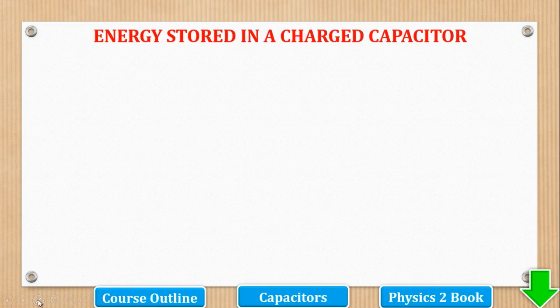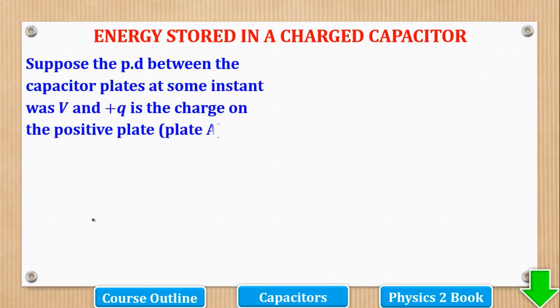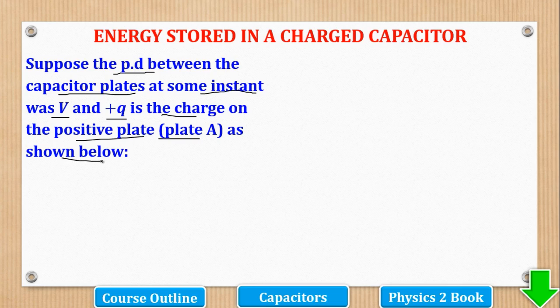So now we can start our topic, energy stored in a charged capacitor. We shall need to derive the formula for the energy stored. Suppose the PD between the capacitor plates at some instant was V, and positive Q was the charge on the positive plate, that is plate A, as shown below. That means we need to make an illustration.